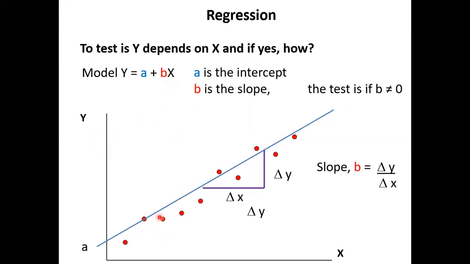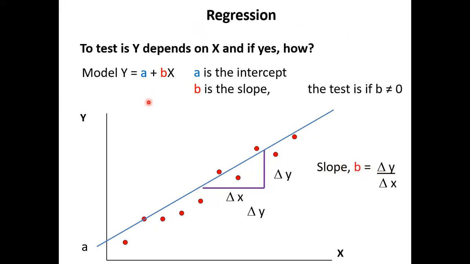Now we draw a line, the best line that fits the data. In this line, we can measure the slope. As X increases, delta Y is how much Y increases. The ratio between these two is called the slope. Normally we set delta X as 1. Then you're asking, for every unit increase in X, how much does Y increase? That's called the slope.